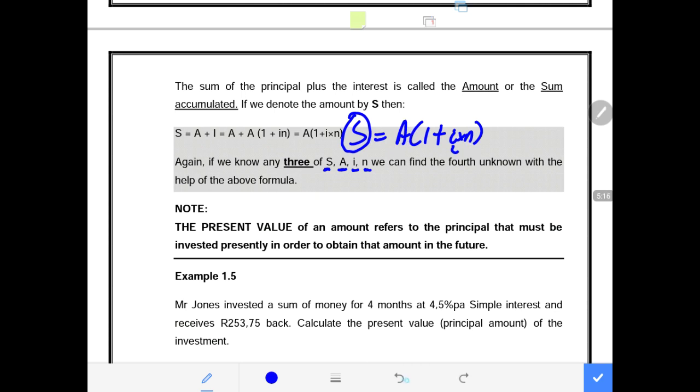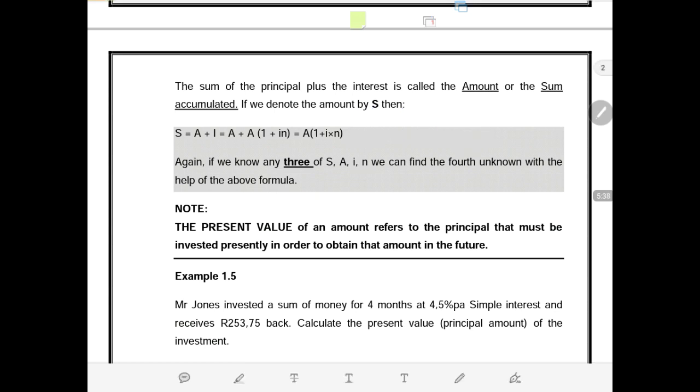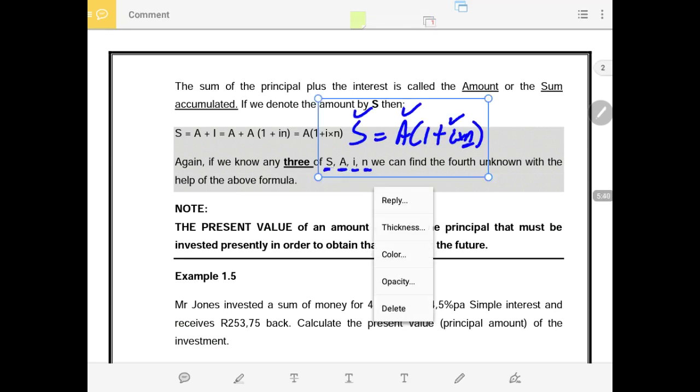And again, if we know the future value and we know the amount that was invested and we know N, we can calculate the interest. And again, if we know the future value, we know the amount invested, we know the interest, then we can calculate N, which is the period for which the amount has been invested.